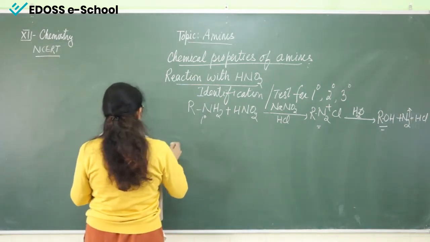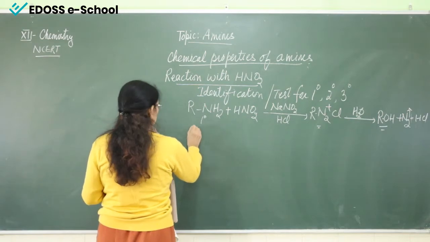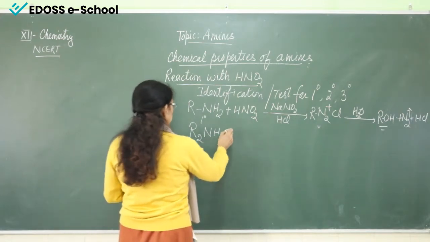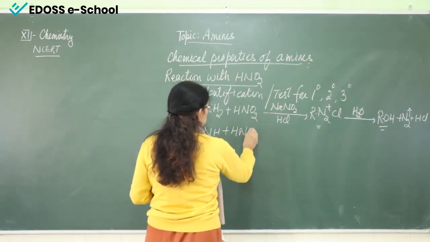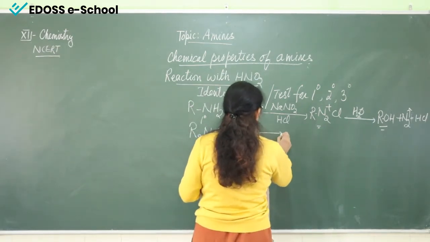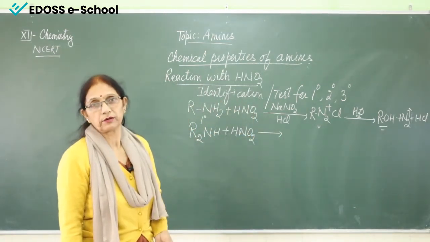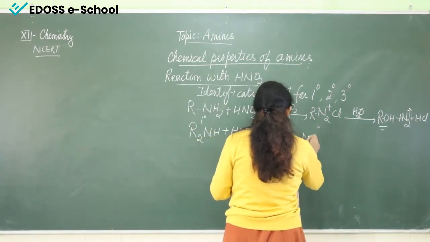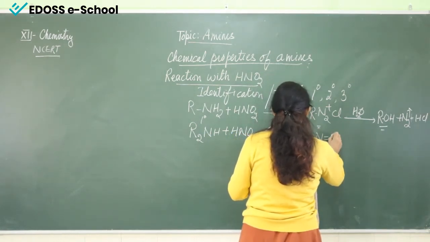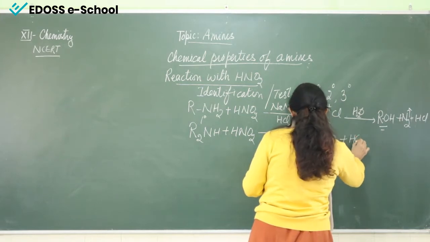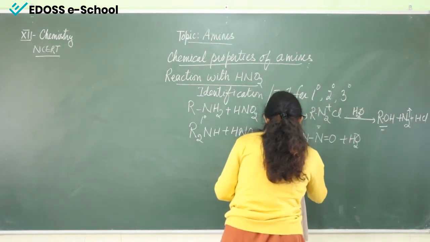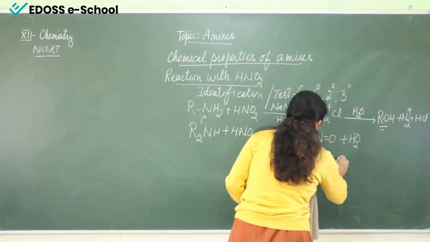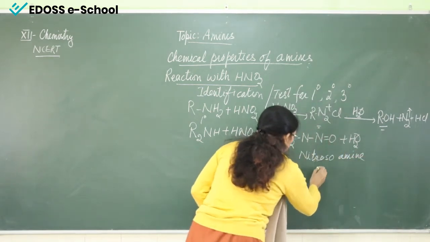Now if it is secondary amine, what will happen? This is secondary amine, and in the same way we will react it with nitrous acid. In this case we will get one oily liquid. Now what is this oily liquid? This is R2 N-N=O plus water molecule. So this is nitrosoamine, which is oily in nature.